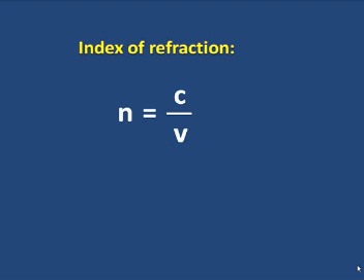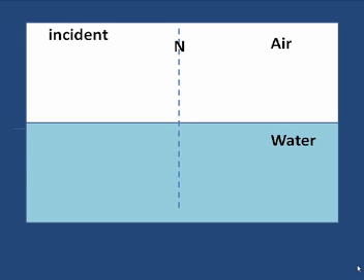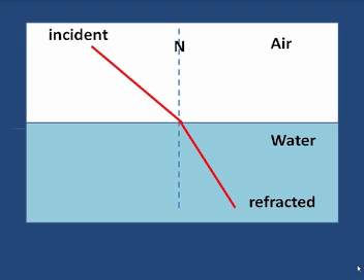Now here's how refraction works. Suppose we have water as one medium and air as another. Everything is measured to a normal line, very important. The incident ray comes to the surface, and water is more dense. It will bend towards the normal in the more dense medium. That's the refracted ray. Theta 1 is the angle to the normal, the angle of incidence. Theta 2 is the angle of refraction.